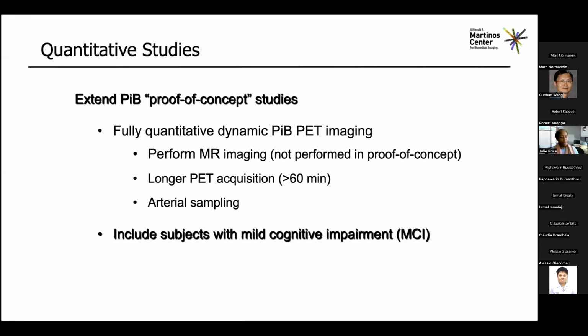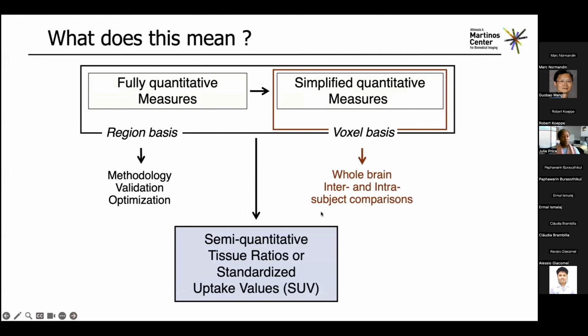And that included MR imaging that hadn't been included, longer acquisition and arterial sampling. And then we included some of the MCI subjects. What we really sought to do was first look at quantitation on a regional basis, moving to voxel basis, if we're able to really identify simplified measures that we think are robust.